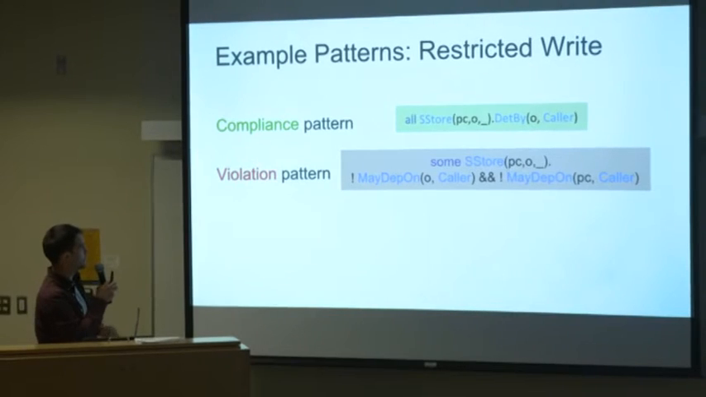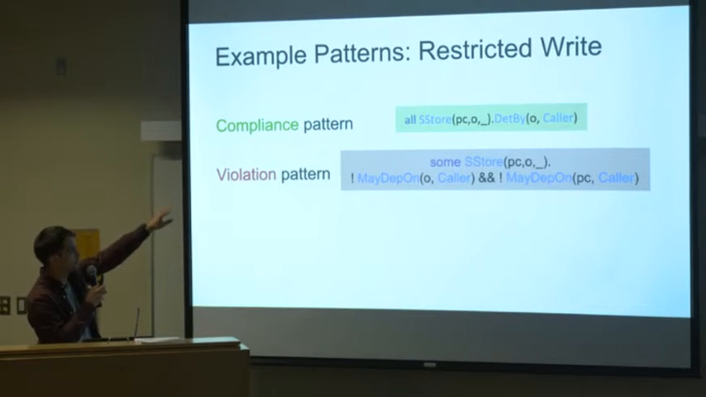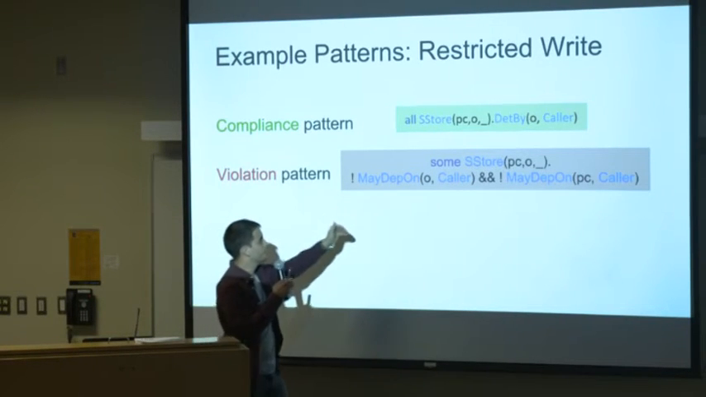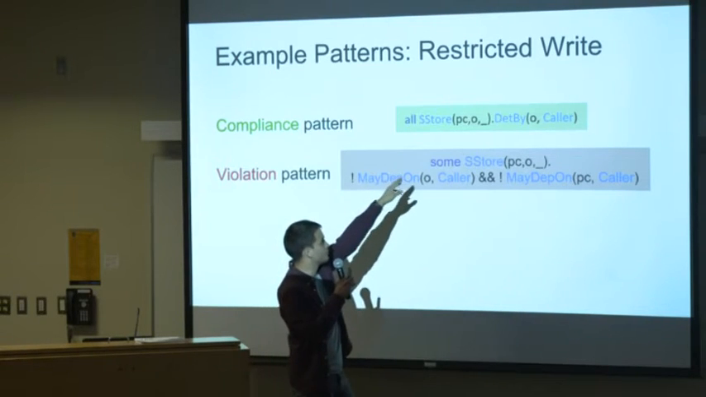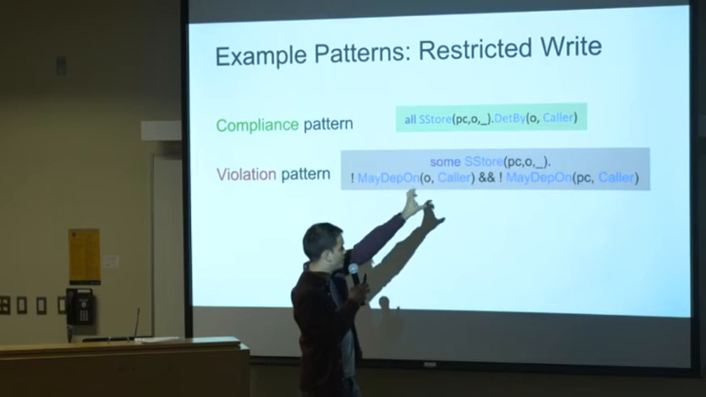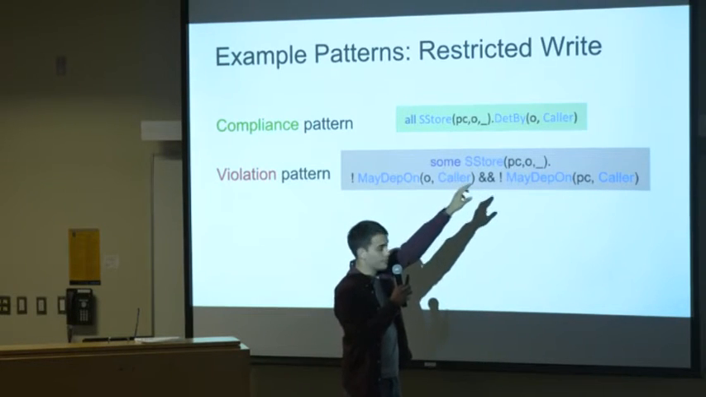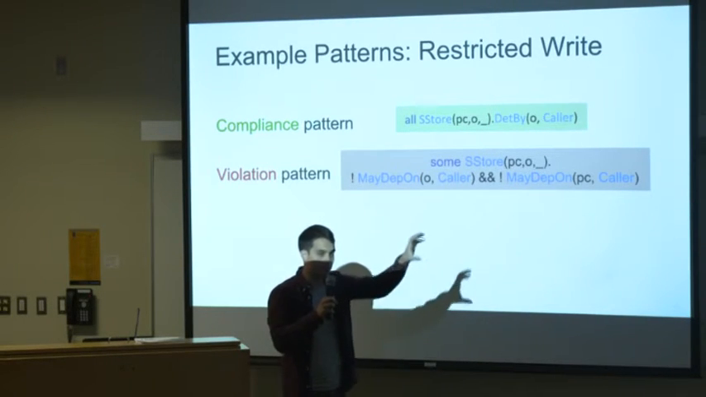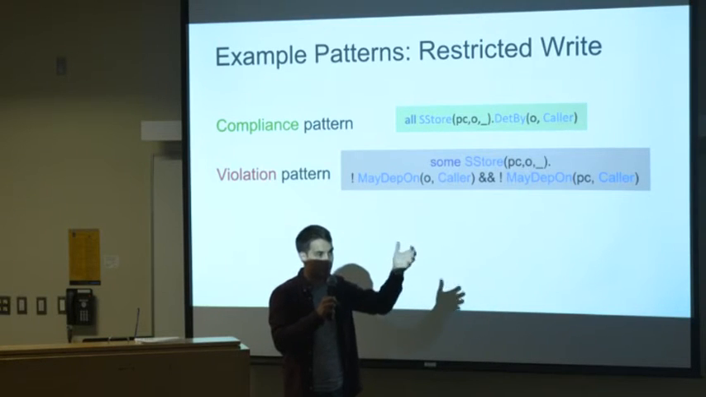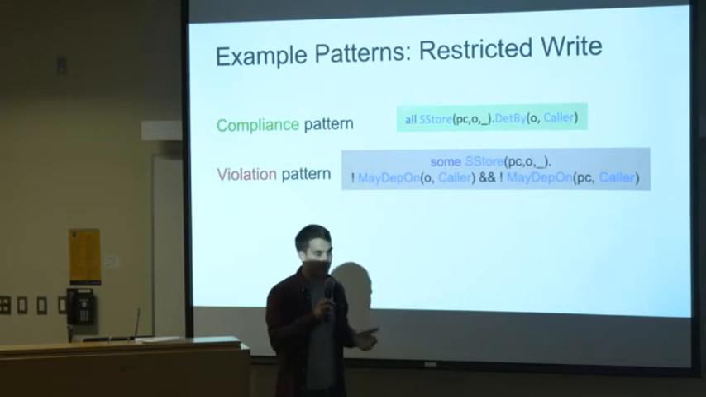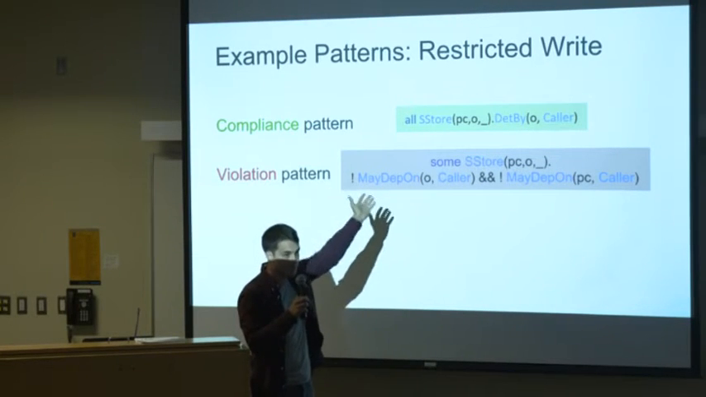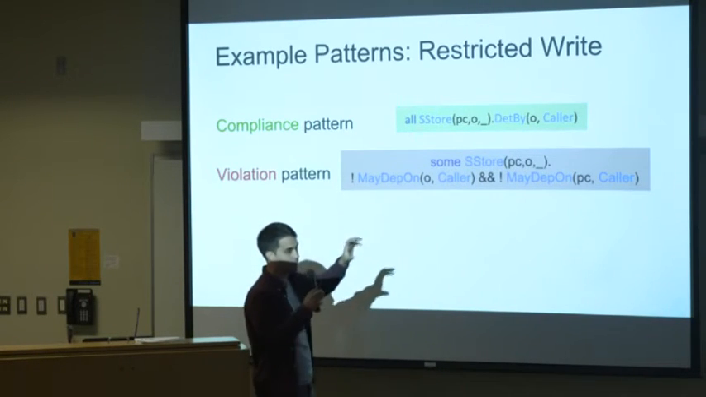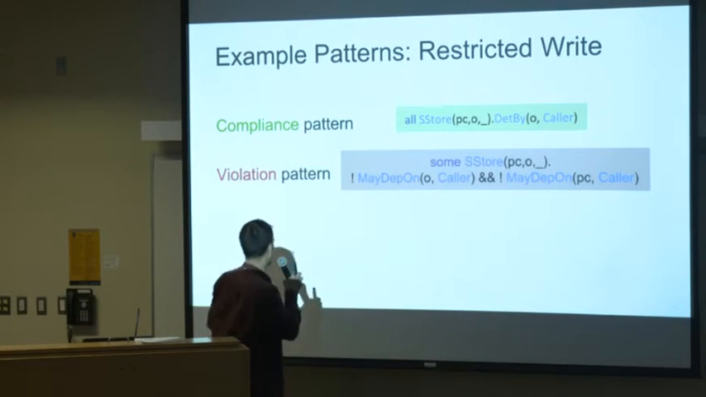The example that I have here is that of the compliance pattern of restricted write. So we have that all writes are restricted if, for all SSTORE operations at any program counter PC at the offset O, for any value, the offset is determined by the caller. So you can think of the balance in some bank contract. If you have the balance mapping, and any caller is able to write to the message sender key of this mapping, then of course this is fine because the offset is determined by the caller. Whereas if anybody can write to the offset of the owner, then you of course have a problem.